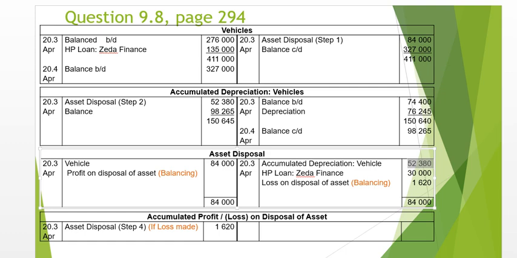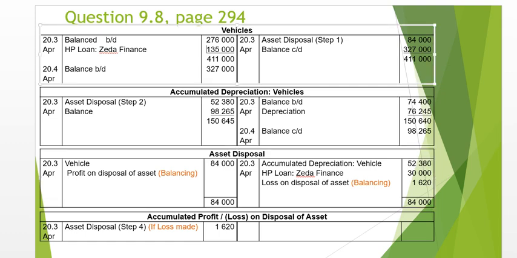Okay. We also bought a new vehicle. The cost price of that new vehicle was 135,000 Rand. So in other words, our vehicles being our asset account, we need to increase by 135,000 Rand. So we're going to debit 135,000 Rand on the 1st of April 2003, and that relates to a loan which we took out from Zeta Finance. Okay, so we will credit our hire purchase loan Zeta Finance.